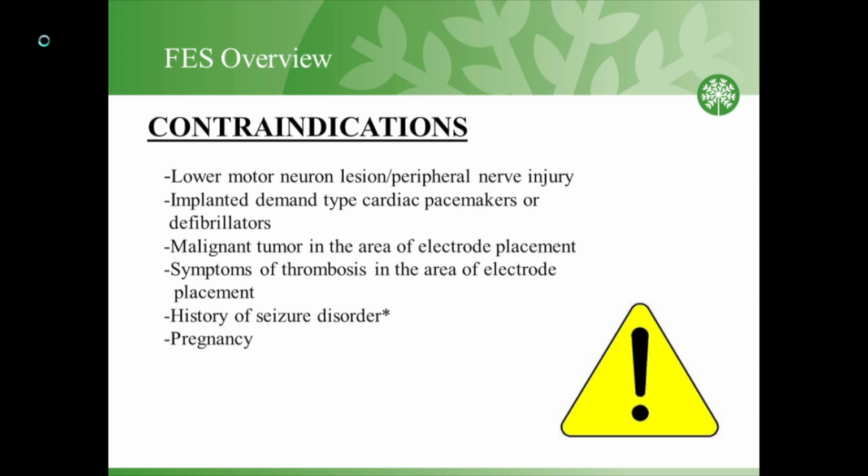An absolute contraindication is any implanted demand type cardiac pacemaker or defibrillator. That's an absolute contraindication by the FDA. Malignant tumor in the area of placement, any active DVT in the area of electrode placement. There have been some patients who have that, mostly in adults, as you'd imagine, but usually cardiology will clear them. Obviously, pregnancy is hopefully not going to apply here to our pediatric CP. And history of seizure disorder, that's the big one. That's the most common one, especially with our kids with CP.